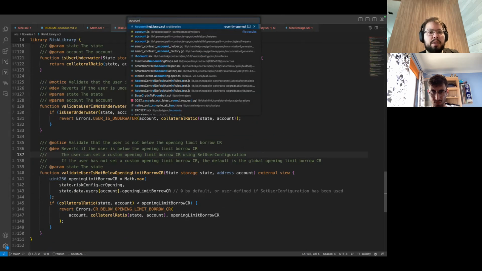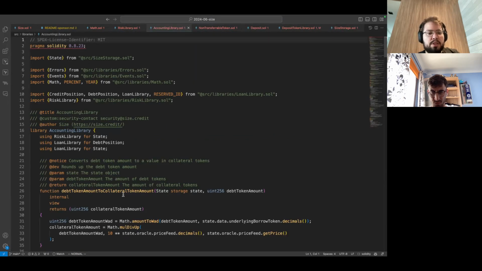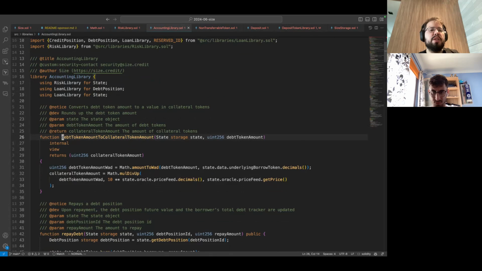No, it's on accounting library. So here, for example, there is this function that will calculate your debt based on collateral values. So let's say you are a borrower and you owe 100 USDC. How much is that in Ether? And let's say Ether is priced at 4,000 USDC. Then basically you do the division and you do the math there.